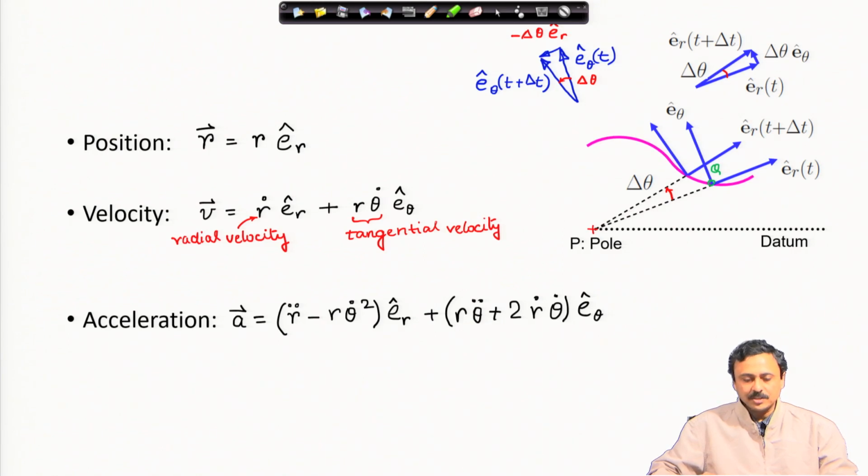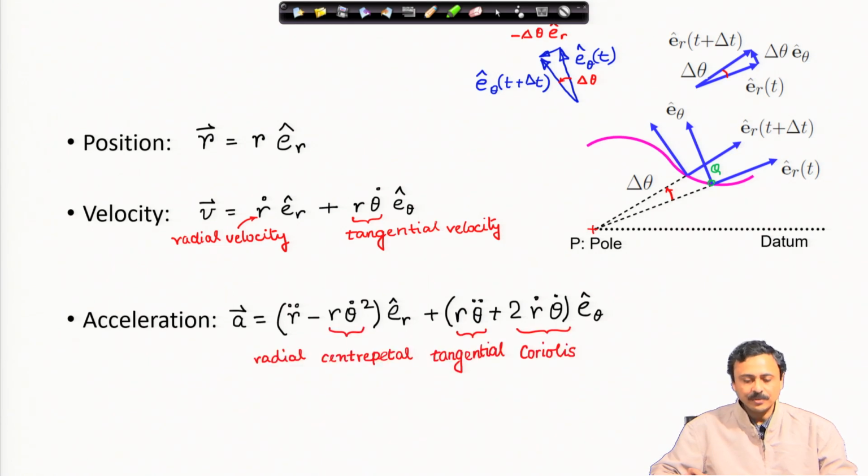Now, let us look at these terms. In the velocity vector, we have this radial velocity, which is along the radius, along the e_r cap direction, and we have the tangential velocity, which is r theta dot, along the e_theta direction. So, it is tangential to the radial line.